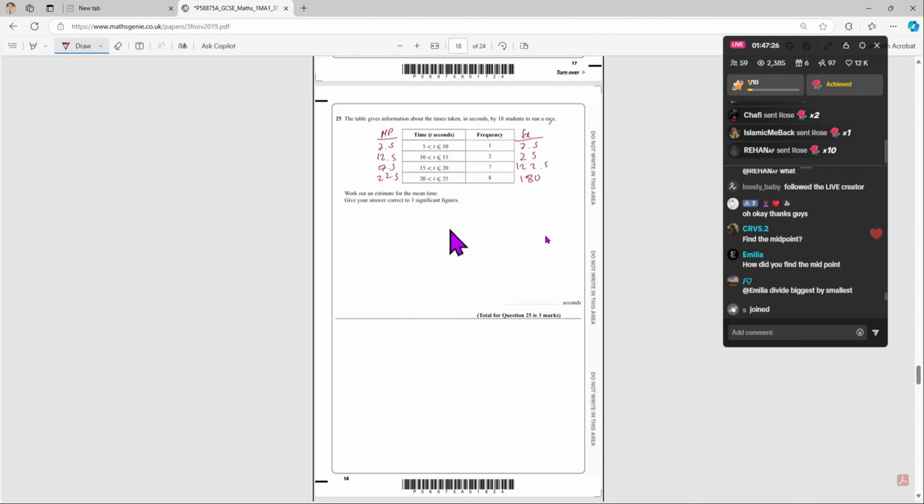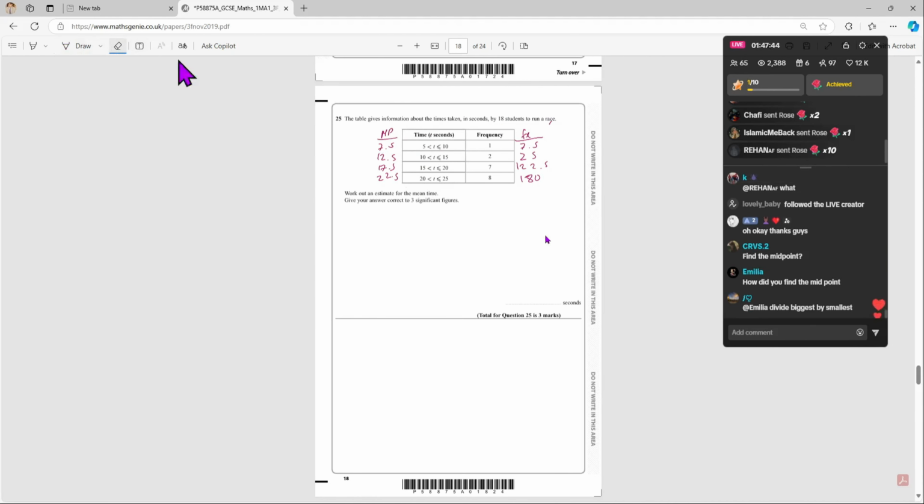How did you find the midpoint? To find the midpoint, the easiest method, if you can't spot it, is you just do 5 plus 10, add these two numbers, and then divide by 2. Because 5 plus 10, you get 15. 15 divided by 2 is going to be 7.5. That is going to be the same for everything else.